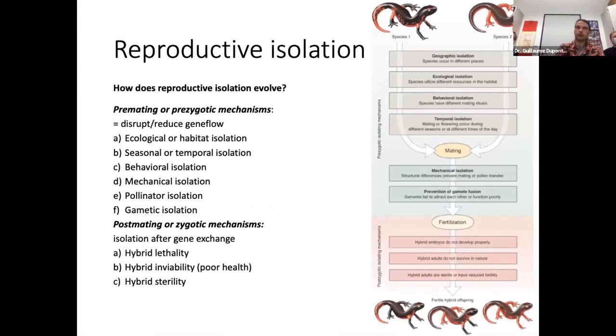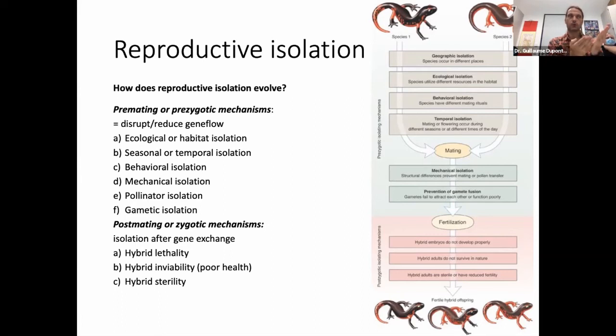And this reproductive isolation can happen either before there is mating, so before two individuals come together and mate, and there's a fertilization of the egg, then we call it pre-mating or prezygotic isolation, or it happens after mating and after exchange of genes. And there are different ways how you can maintain this pre-mating or prezygotic isolation, which all disrupt or reduce gene flow.